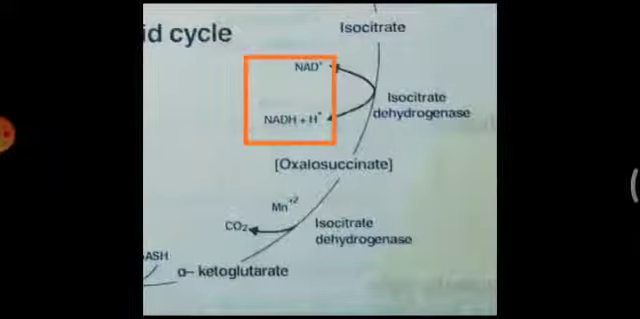Continuation: isocitrate is converted to oxalosuccinate. NAD is converted to NADH plus H plus in the presence of the enzyme isocitrate dehydrogenase. It is easy to remember because you can see in isocitrate to oxalosuccinate the reaction is an oxidation reaction. Oxidation means addition of oxygen or removal of hydrogen. In this case it is removal of hydrogen.